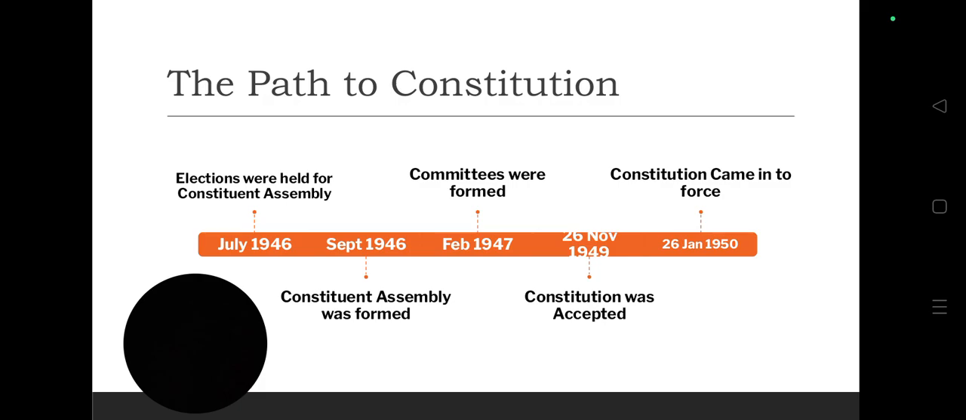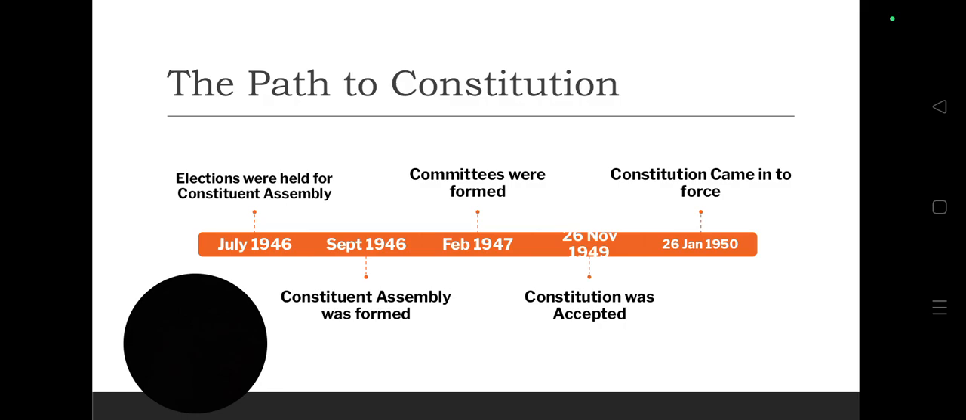In this chapter we need to understand the drafting committee, which has played a great role in framing the constitution for our country. More than 2 years it took to draft one constitution for us, and that constitution was adopted on 26th November 1949. It was accepted.